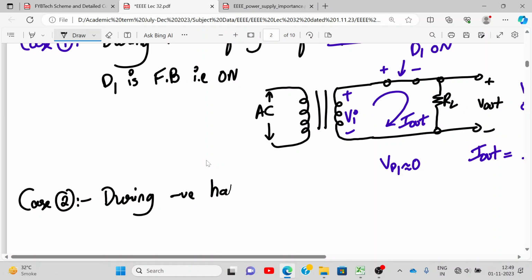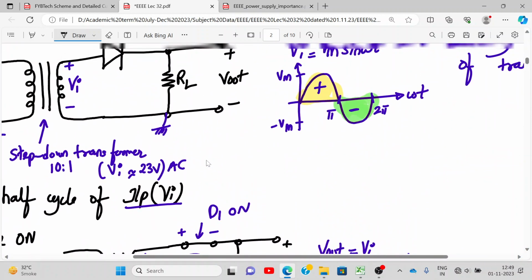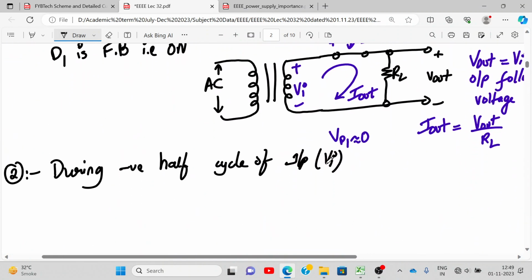During the negative half cycle of input Vi. What is Vi? Remember, it is the secondary output of the transformer. So negative voltage means what? This green color. Positive voltage, positive half cycle, means this yellow. I hope you are remembering.